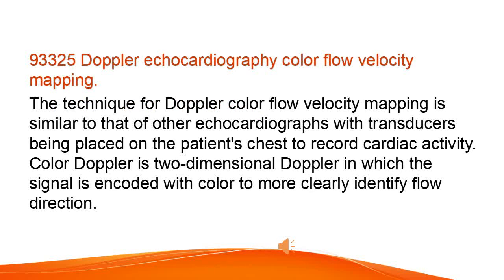Doppler echocardiography color flow velocity mapping. The technique for Doppler color flow velocity mapping is similar to that of other echocardiographs, with transducers being placed on the patient's chest to record cardiac activity. Color Doppler is two-dimensional Doppler in which the signal is encoded with color to more clearly identify flow direction.